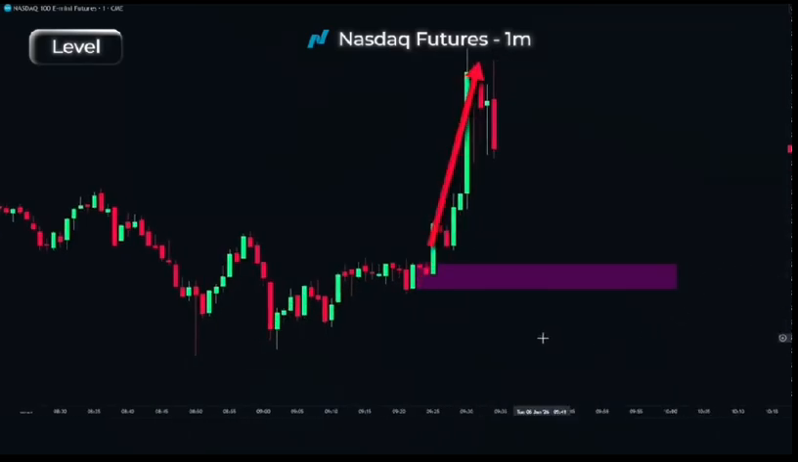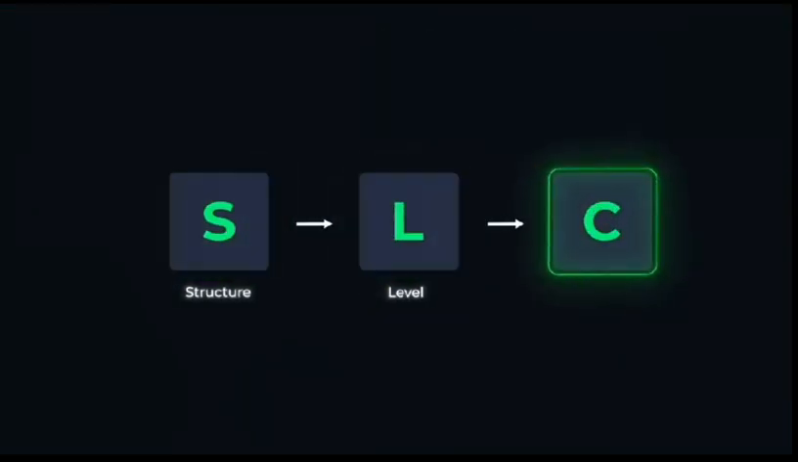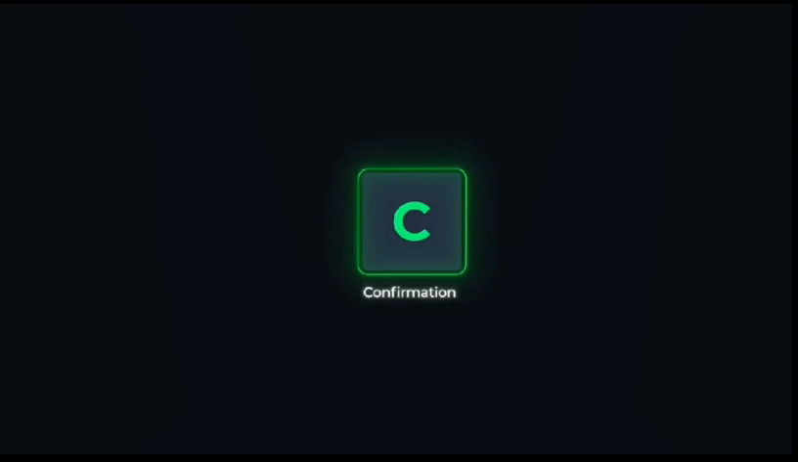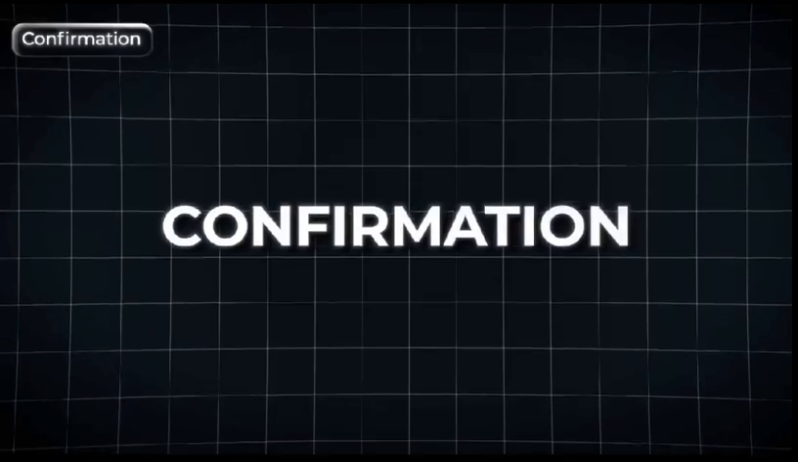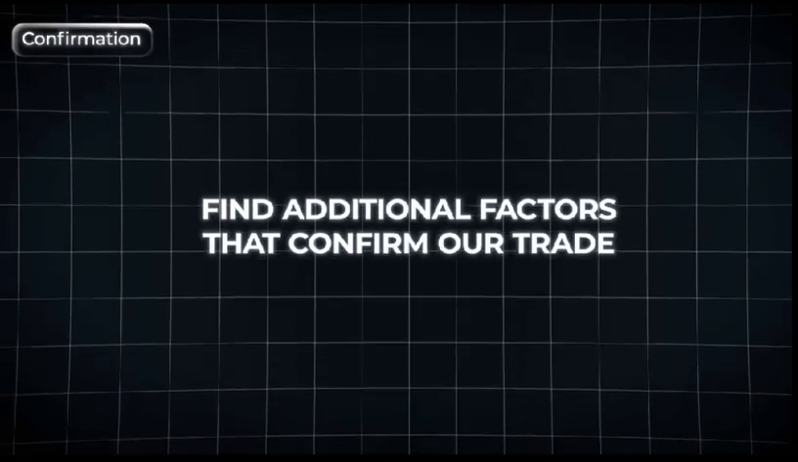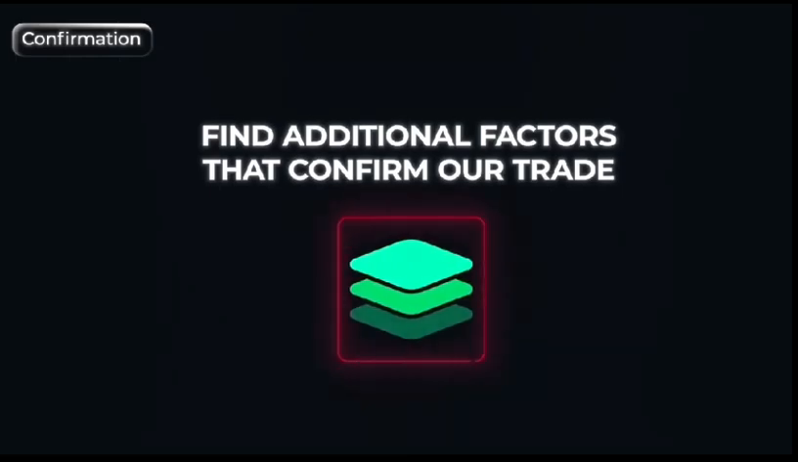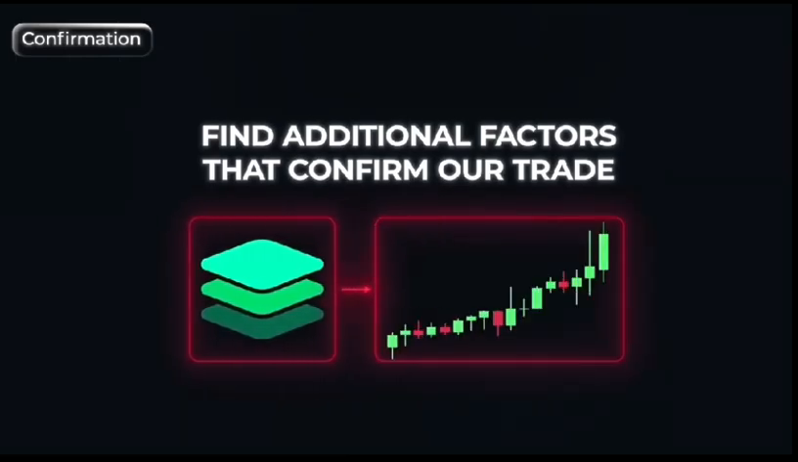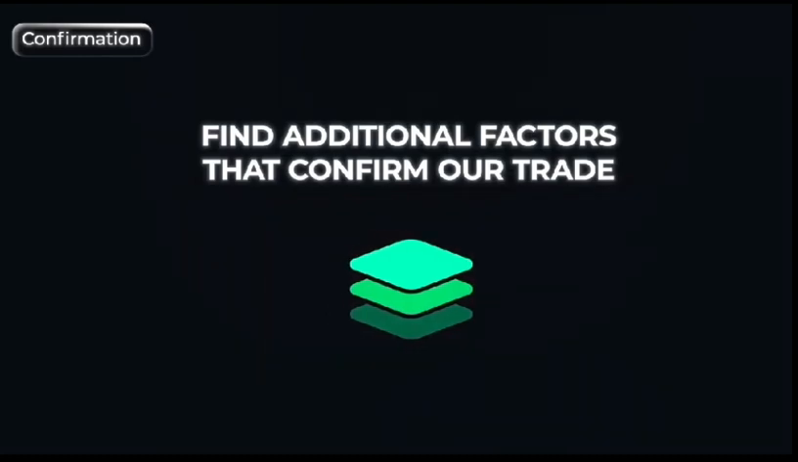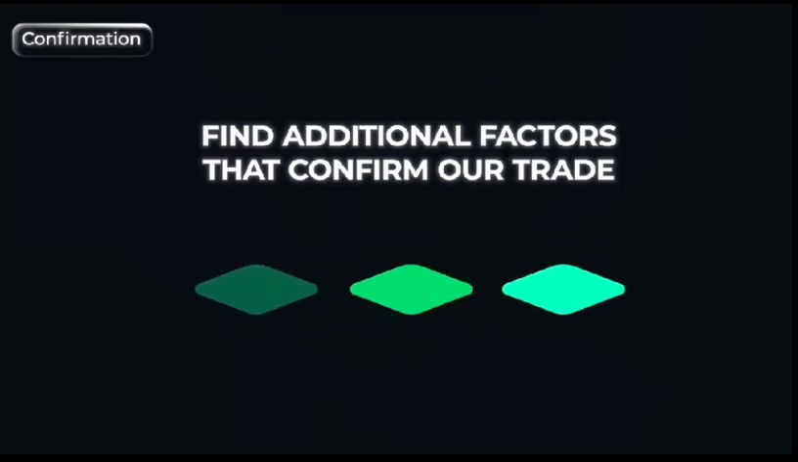Once the level is identified, we move to the C part of the SLC system, which stands for confirmation. So this is the last part you have to do before entering a trade, but is also the most important. To put it simply, confirmation is when we find additional factors that confirm our potential trade. In other words, we're trying to stack as many factors as possible before entering the trade to make sure that the setup actually has a high probability of working out. Now again, there are many types of confirmations that we can use when trading the SLC system, and in the next episodes, I'll slowly reveal them to you one by one.